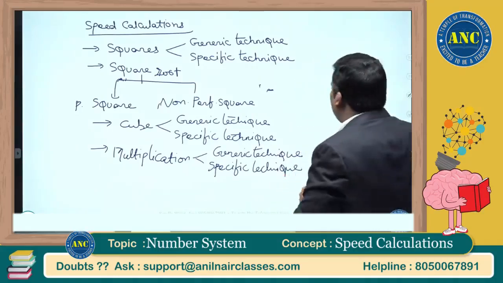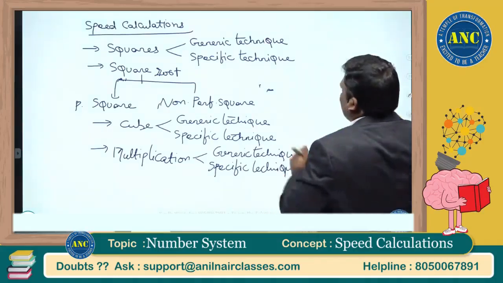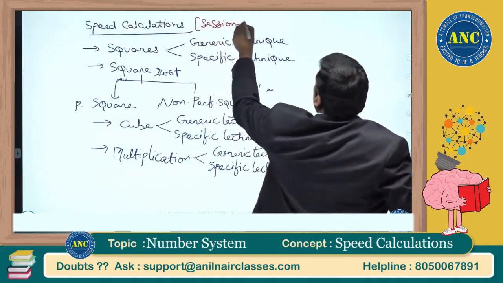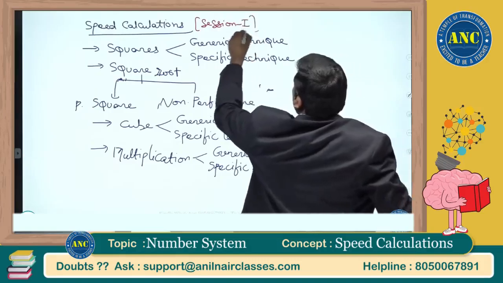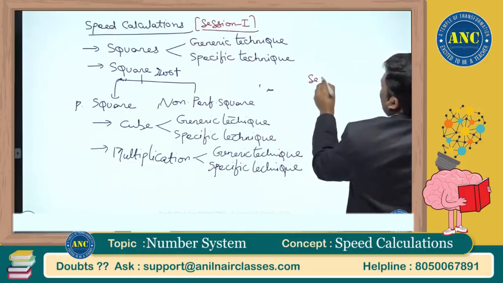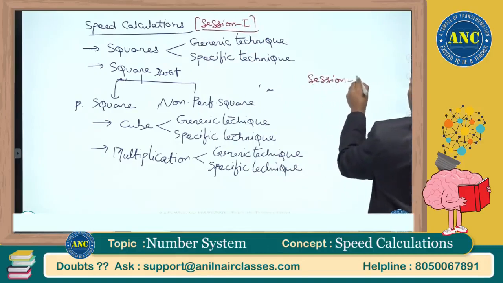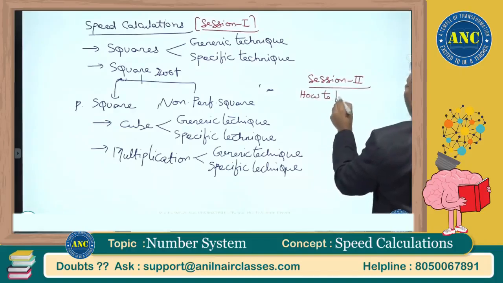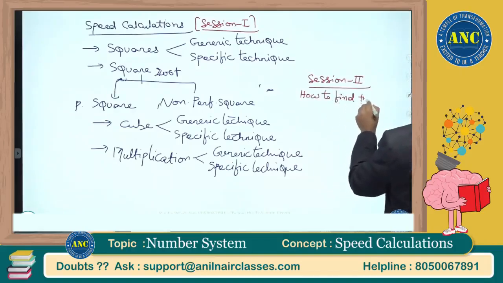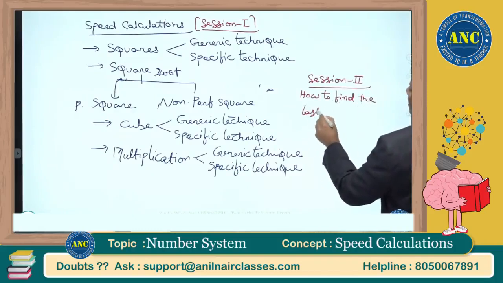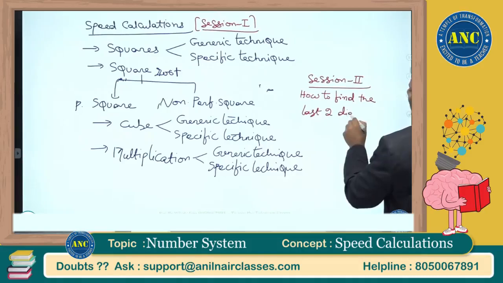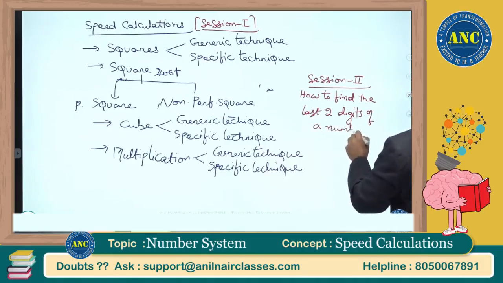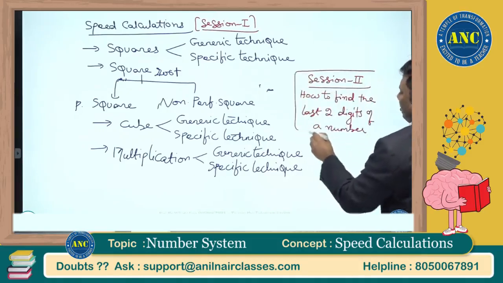Introductory class, session number 1. This is going to be speed calculation, session number 1. Based on whatever we discussed in squares, do not miss the afternoon session. The afternoon session will be a continuation of session number 1. In session number 2, in the afternoon, we are going to discuss how to find the last 2 digits of a number. These concepts we are going to discuss in detail with a lot of problems.